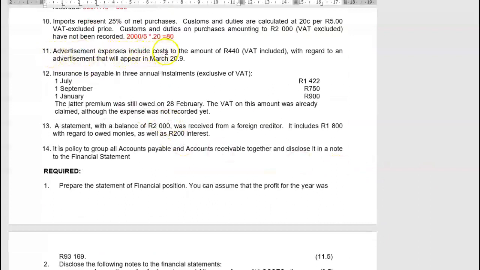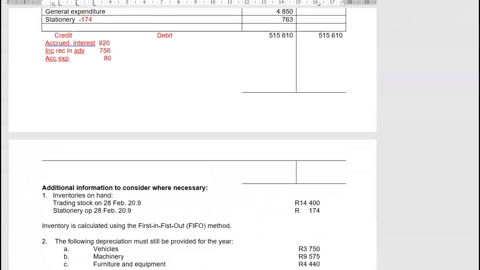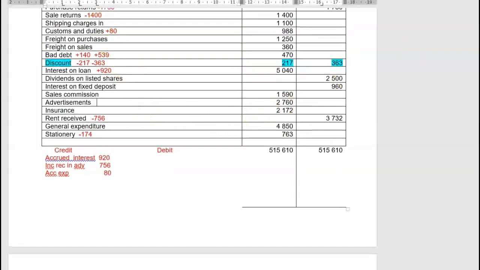Advertisement expenses include costs to the amount of 440 Rand, VAT included, with regard to an advertisement that will appear in March 2009. So clearly there was a prepaid expense. Prepaid expense was 400 Rand. We've dealt with the VAT when we made the payment, so there's no VAT implication at this point in time, but we have to reduce our advertisement expenses with a VAT exclusive amount of 400 Rand. So we're going to credit this account with 400 Rand, and we're going to debit prepaid expenses, 400 Rand.